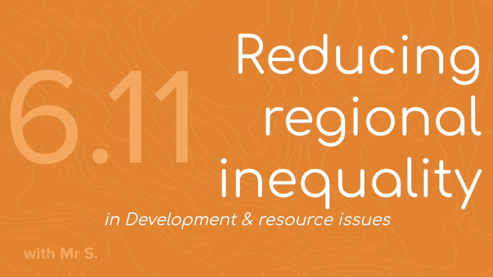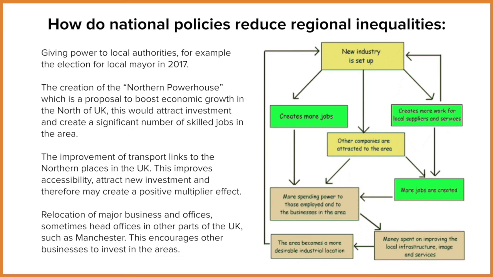Regional inequality can be reduced by investment into deprived areas within the UK. There's been various strategies used in the past which usually include investment and development of infrastructure within a deprived area to try and promote this thing called the positive multiplier effect. So let's get right in and have a look at what that is.